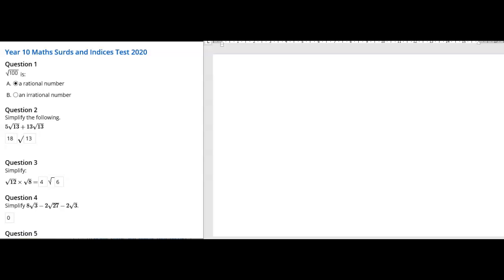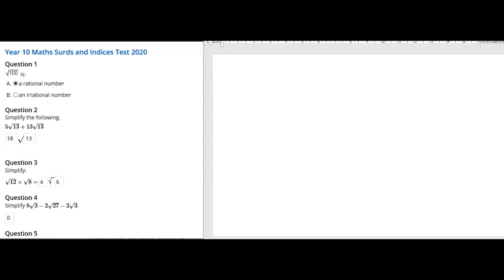Okay, so question one, first of all, square root of 100. The square root of 100 is 10. It is an integer. It can be written as a fraction, which is 10 divided by 1, or 10 over 1. So basically the difference between a rational and an irrational number is, can it be written as a fraction? If it can be written as a fraction, then it's a rational number. If it can't be, then it's an irrational number.